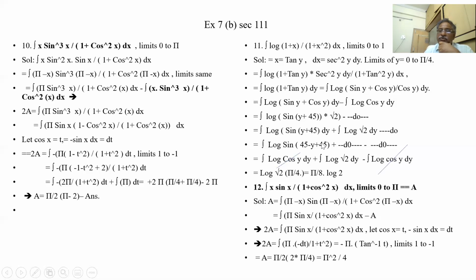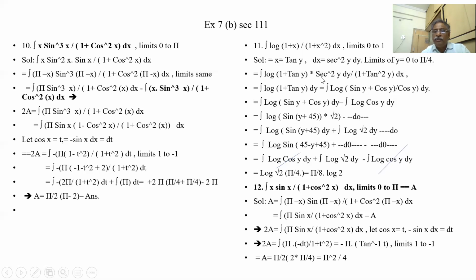So what is 45 plus 45? 90 minus y gives cos y. So log cos y minus log cos y, these two are getting cancelled out. So I am getting log root 2 into y, where y is pi by 4. So the answer is, when I take out root 2, half will come here, pi by 8 log 2.